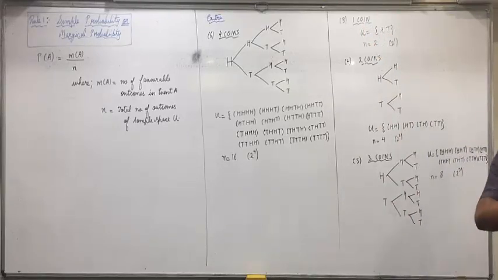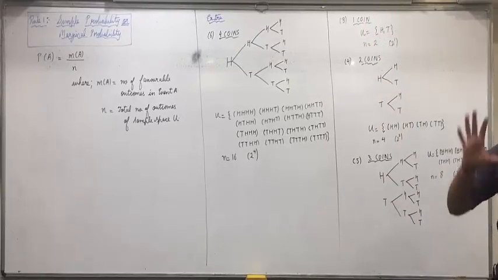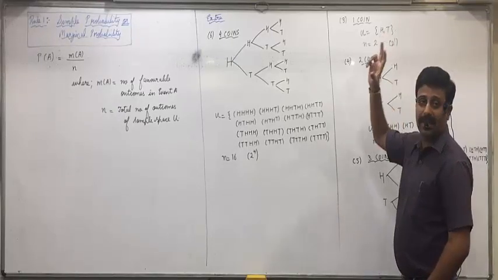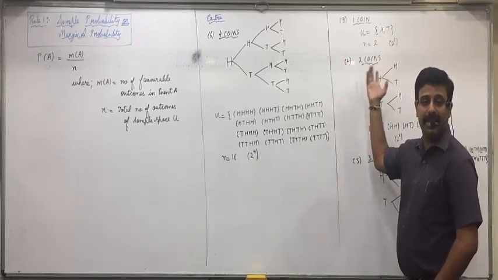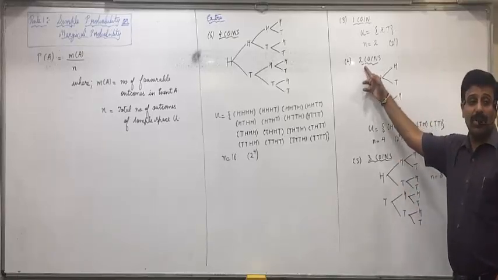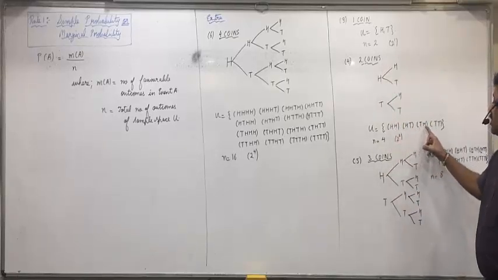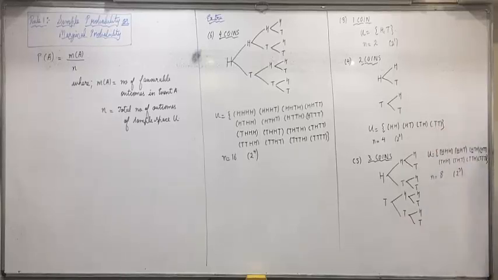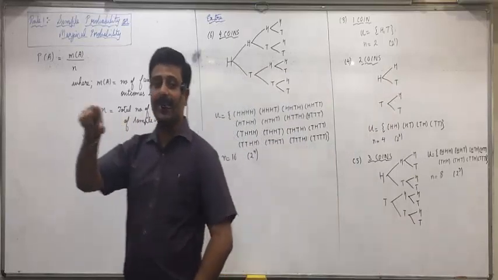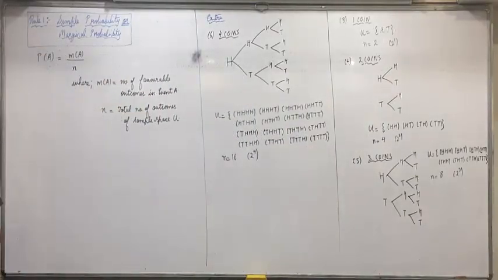Either it can be a boy or it can be a girl. Wherever you have H, replace it with B. And wherever you have tails, replace it with G. 2 children, so BB, BG, GB, GG. 3 children, then BBB, BBG, BGB, BGG, GBB, GBG, GGB, GGG. So wherever you have heads, you replace it with boys, and wherever you have tails, you replace it with girls. All of you will remember this?